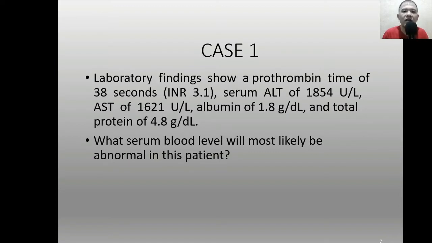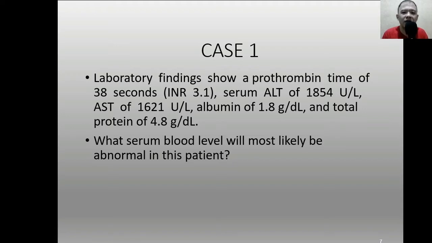Laboratory findings show prothrombin time of 38 seconds. That means that's prolonged. Okay, an international normalized ratio 3.1. The normal is 1.2. Okay, and serum ALT of 1854, that is way elevated. AST of 1621, that is way elevated also. Albumin of 1.8, that is decreased, and the total protein of 4.8.